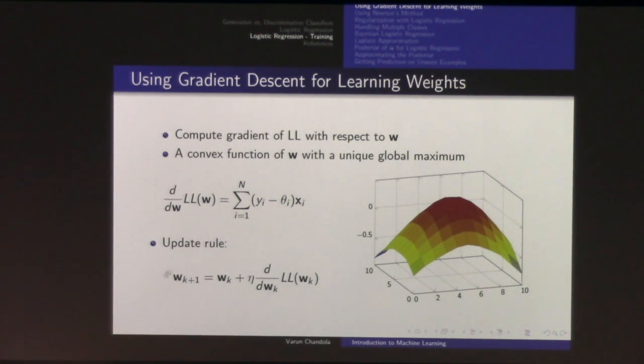So which means that you start with some W. This is a figurative illustration. Let's say you have only 2 elements in your W, right? So you start, and the third dimension tells you the log likelihood. So you want to reach here, right? But what you do is you start somewhere, and at every point you update your W in the direction of your gradient, and hopefully if your log likelihood looks like this, perfectly convex, then you will reach the top, right?